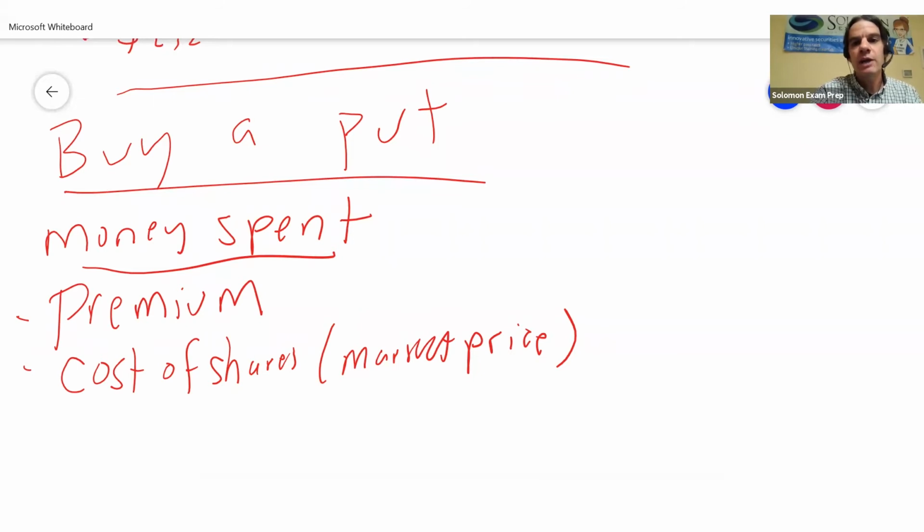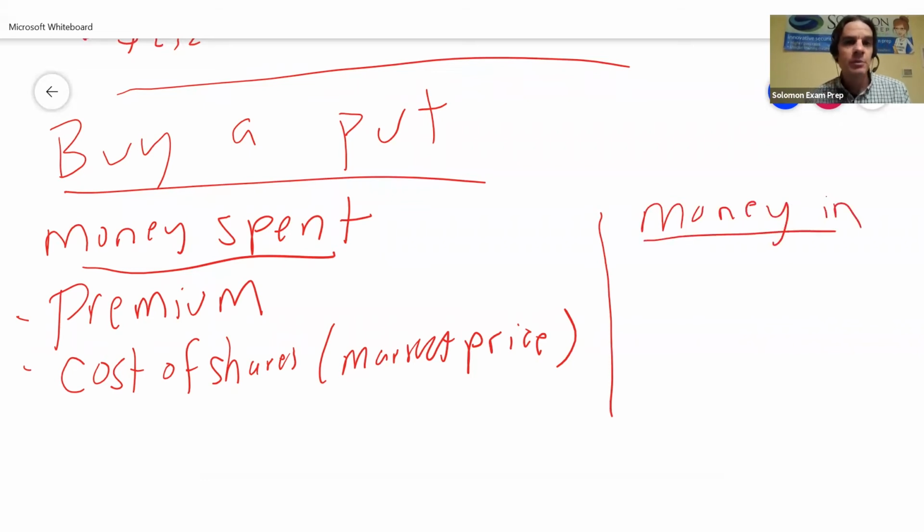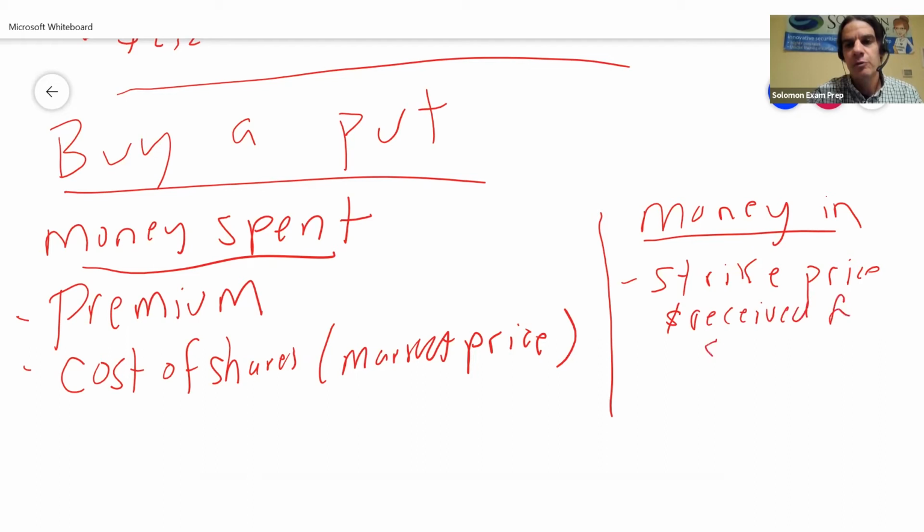And then we get to money in. So now they have gone out and purchased those 100 shares of the underlying security. They sell them to the option seller at the strike price. Okay, so the money in is basically the strike price, the amount of sale, the money received for the sale of exercised shares. It's an exercised option, but I'm talking about the shares within the exercised option.